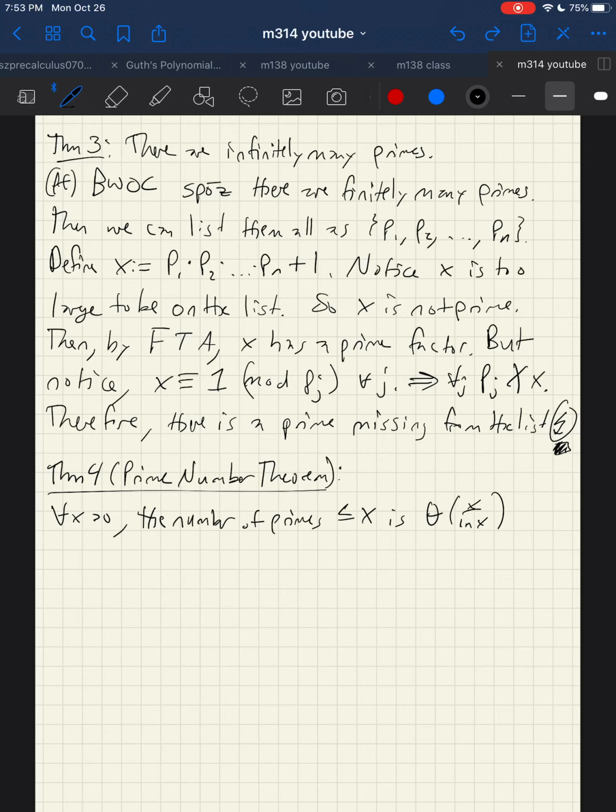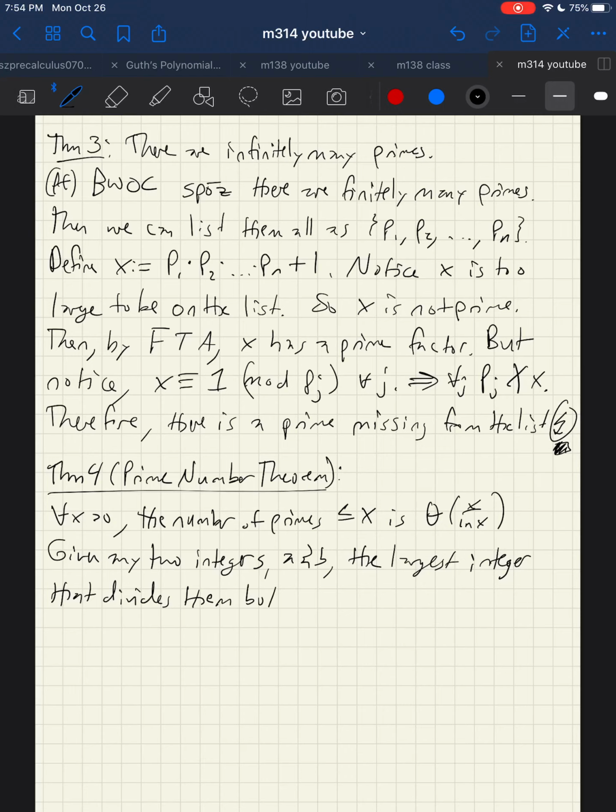So what I want to do now is move on to the next section or subsection of this section, and that is going to be with GCDs. So given any two integers, but we're mostly going to be using natural numbers, a and b, the largest integer that divides them both is called their greatest common divisor.